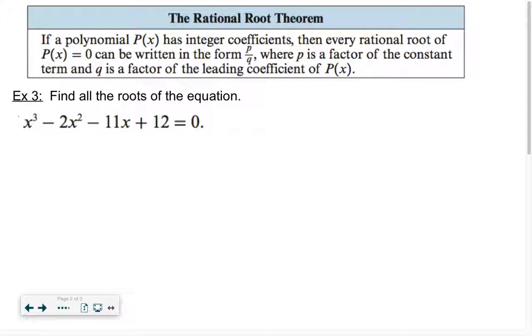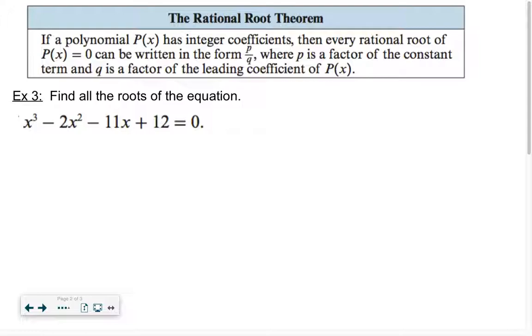And maybe our favorite problem of the semester, we get into this thing called the rational root theorem. Don't worry about writing this in your notes, but I'll go ahead and read it off. If a polynomial p of x has integer coefficients, then every rational root of p of x equals 0 can be written in the form p over q, where p is a factor of the constant and q is a factor of the leading coefficient.